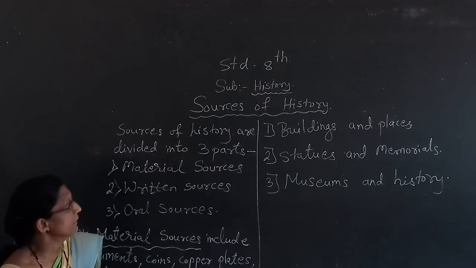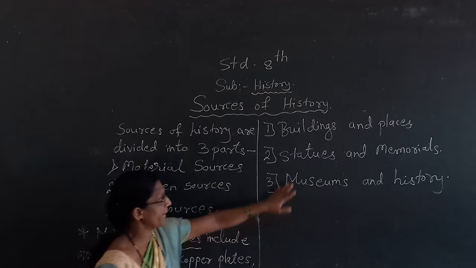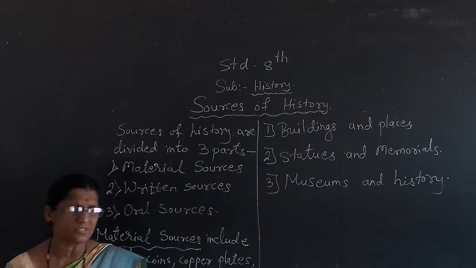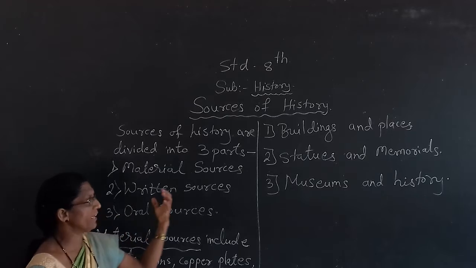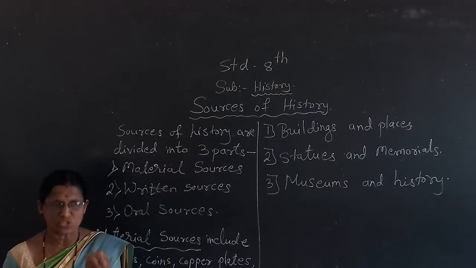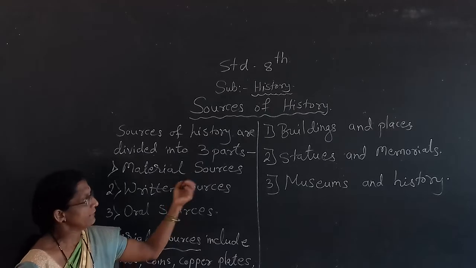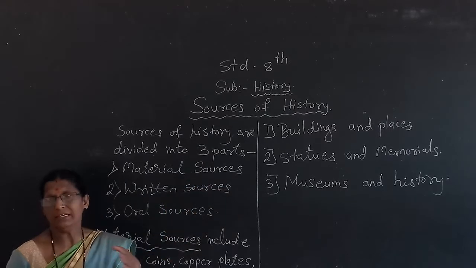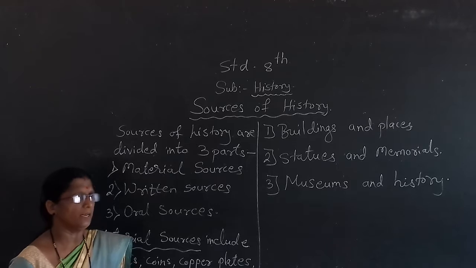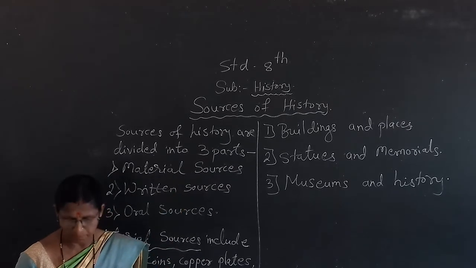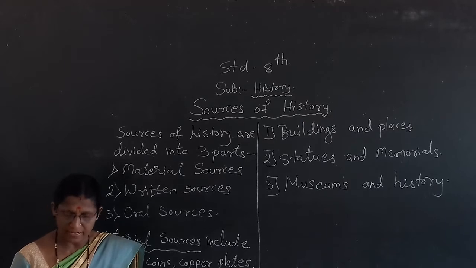Now we are going to see the second point, that is statues and memorials. Now what are statues and memorials? Yes, statues. Now we know there is a statue of Shivaji Maharaj, there is a statue of Mahatma Gandhi, Pandit Jawaharlal Nehru. So what are they? They are statues built in recognition of the good deeds done by these particular persons, and that is why their statues are made. So look at that.